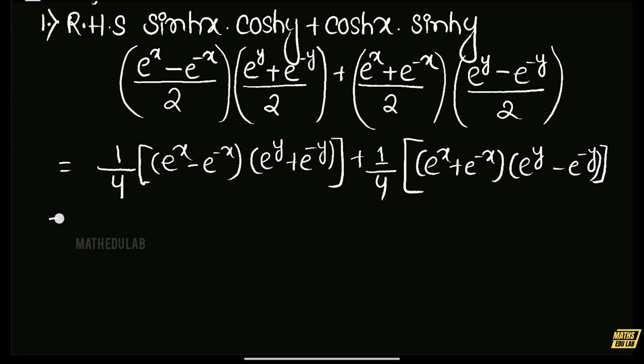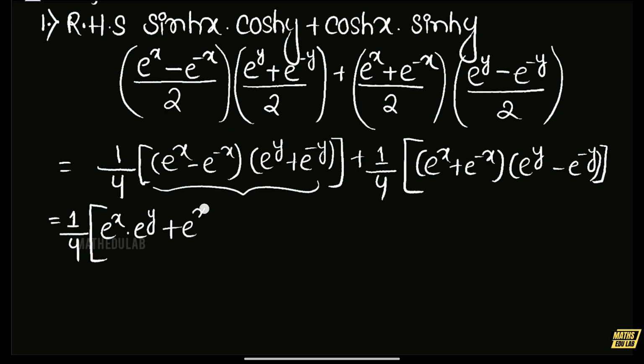Just multiply out these values. 1 by 4, e to the power of x will get multiplied with these terms. So e to the power of x into e to the power of y plus e to the power of x into e to the power of minus y, and then minus e to the power of minus x into e to the power of y, then again minus e to the power of minus x multiplied by e to the power of minus y. So this is what we got here.